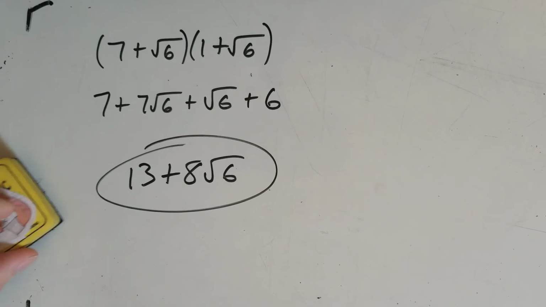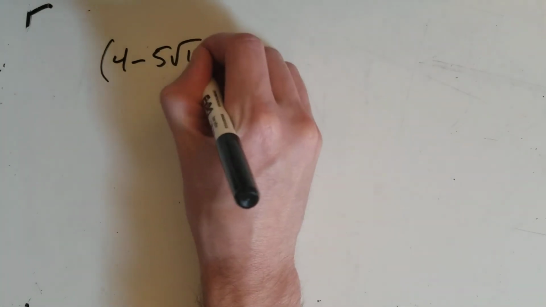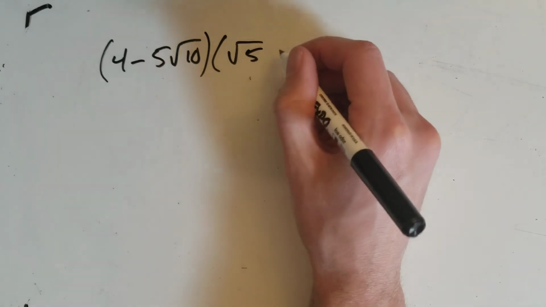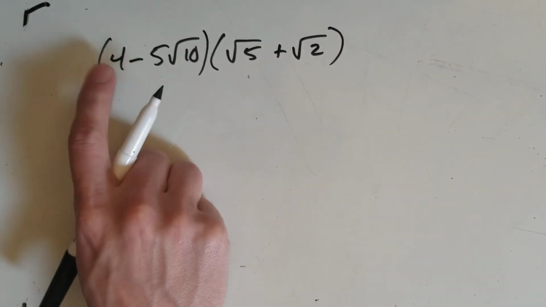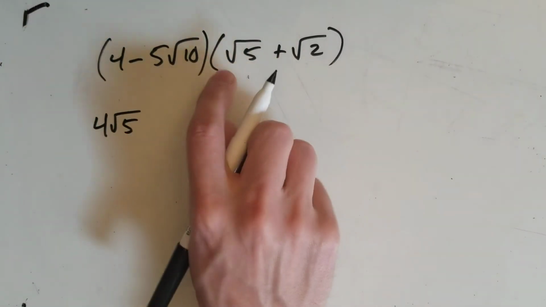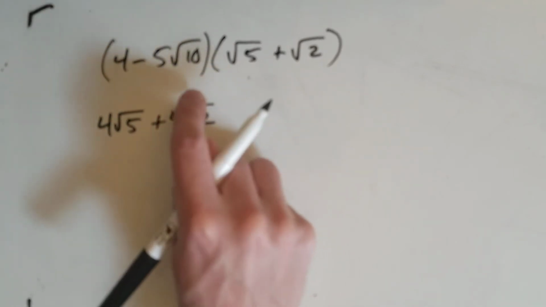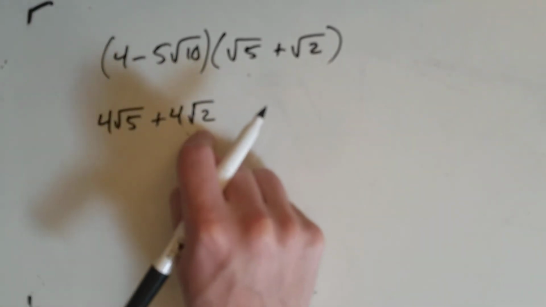Alright, our last one of the slides. We have 4 minus 5 root 10. That binomial is being multiplied by the binomial root 5 plus root 2. So let's go ahead and multiply the 4 by both terms. You'll have 4 root 5, and then plus 4 root 2 when you multiply. Then we're going to go ahead and multiply here.